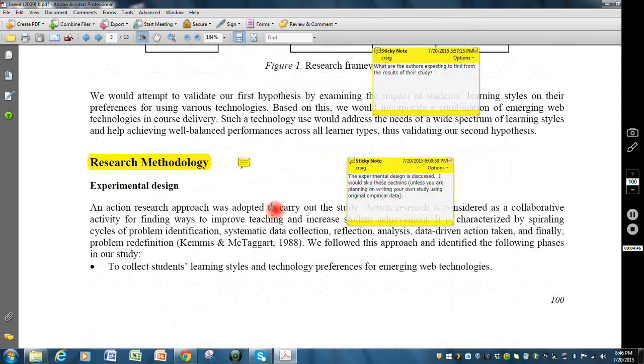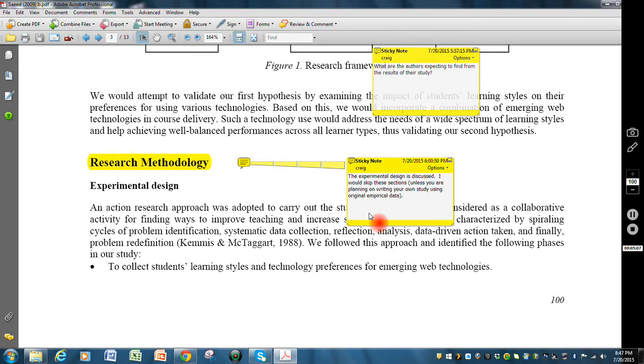Usually this is followed by the research methodology or the design of the study. And this is where, again, the experimental design is discussed. I would typically skip these sections unless you're at a different stage in your academic career, unless you're planning on writing your own study and using original empirical data.